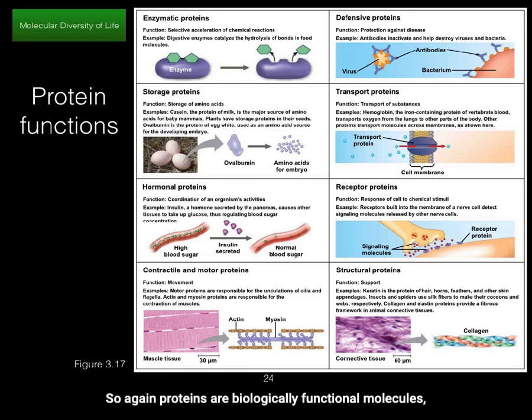So again, proteins are biologically functional molecules, meaning that they have a purpose in an organism. In this figure, there are 8 key functions that proteins regulate within an organism. First, some proteins are enzymes that accelerate necessary biological chemical reactions. Second, there are some proteins that serve as storage proteins, storing necessary energy molecules or building blocks for further chemical reactions. Third, there are hormonal proteins that regulate organismal activities through chemical messages.